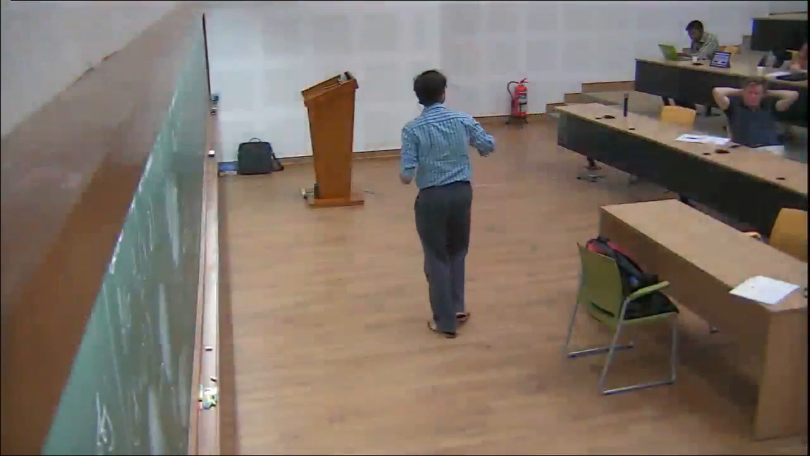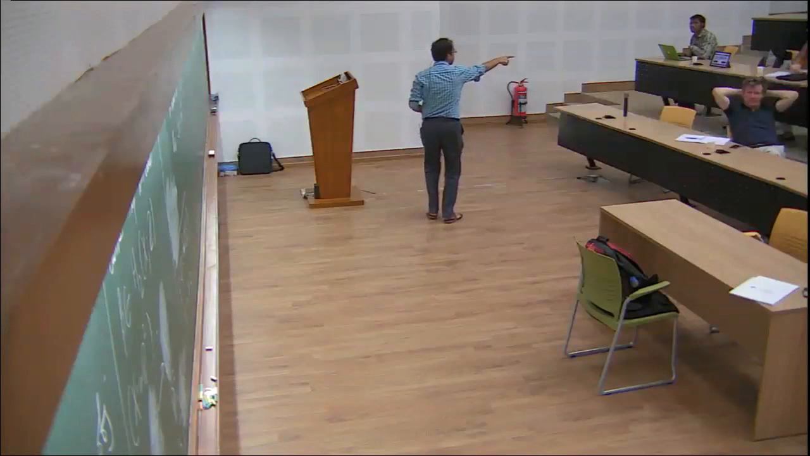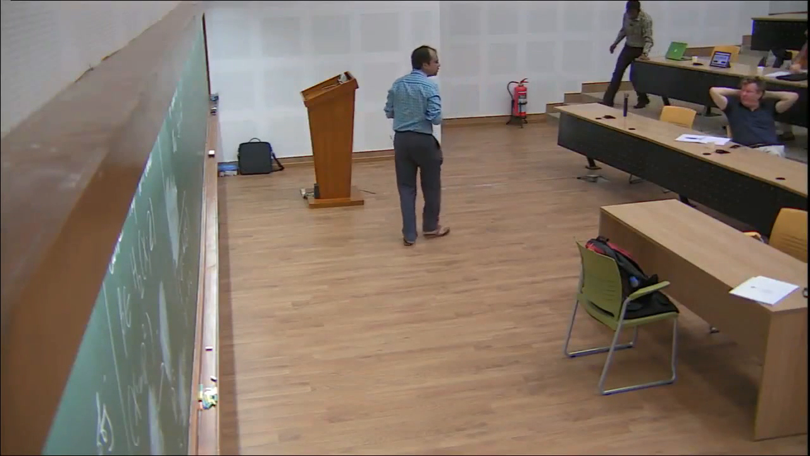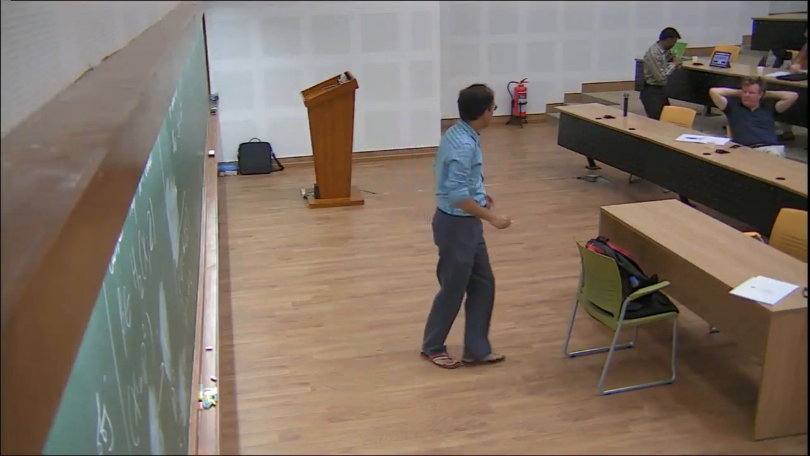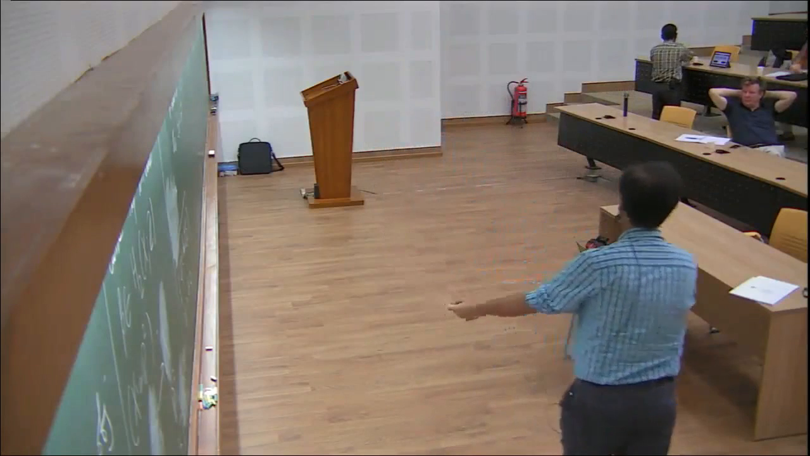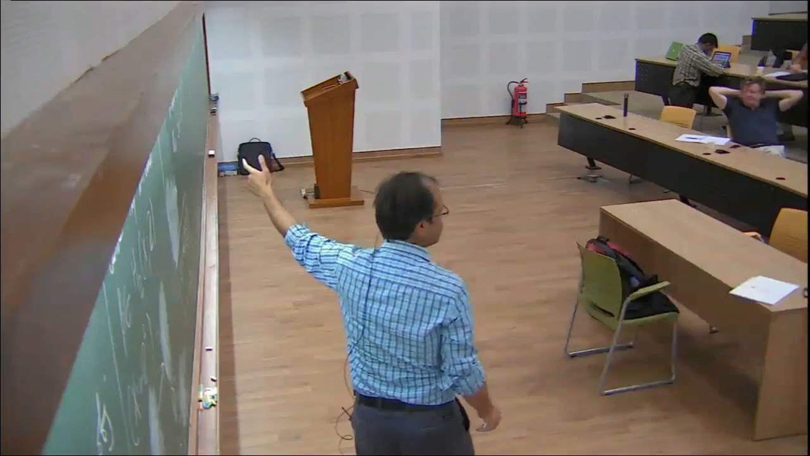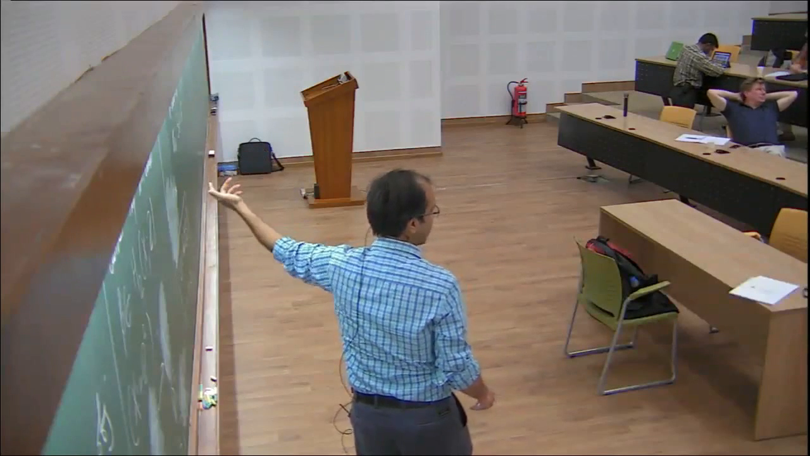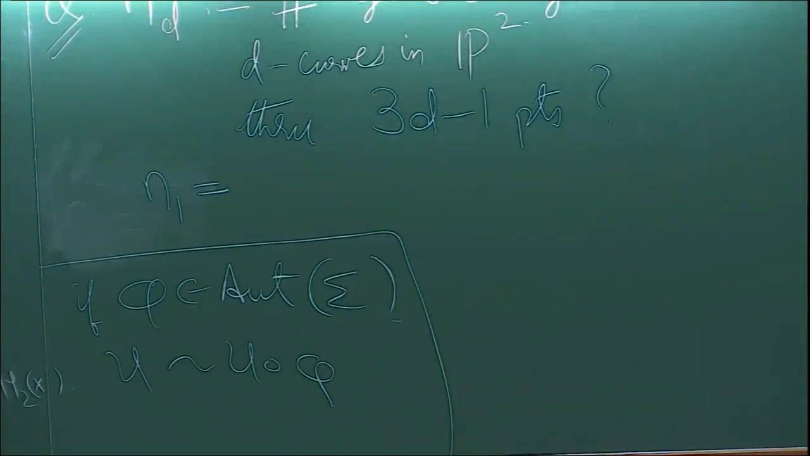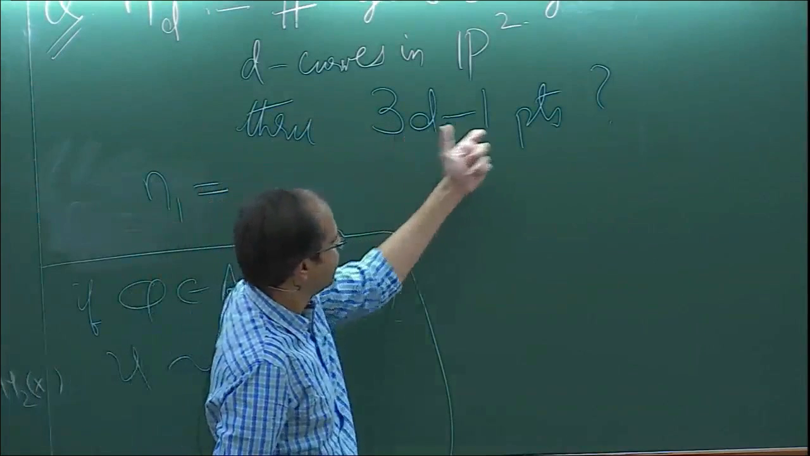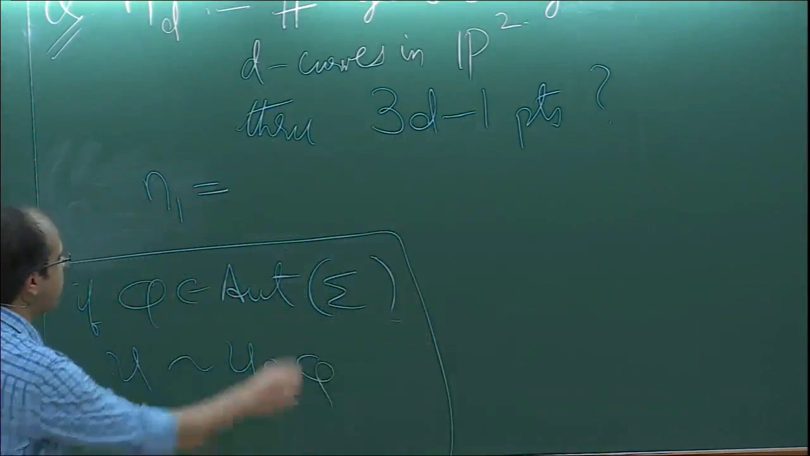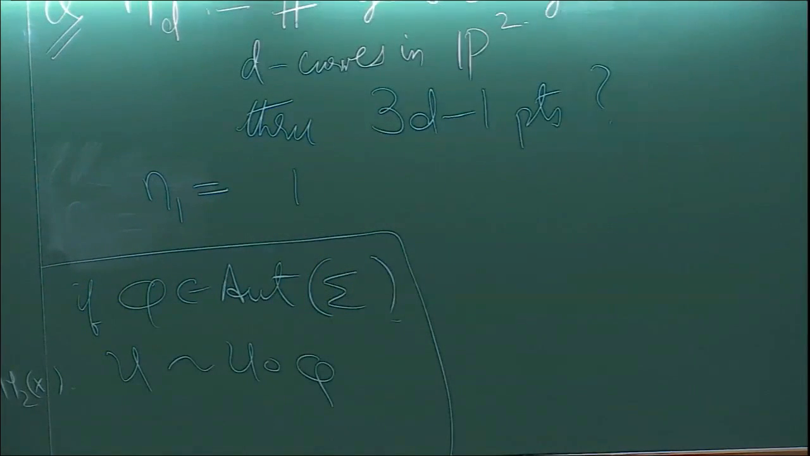So what is N1? N1 is asking how many degree 1 curves are there in P2. What is another name for a degree 1 curve? Line is the more common name. How many lines are there in P2 through 2 points? So that everyone knows, that number has to be 1.